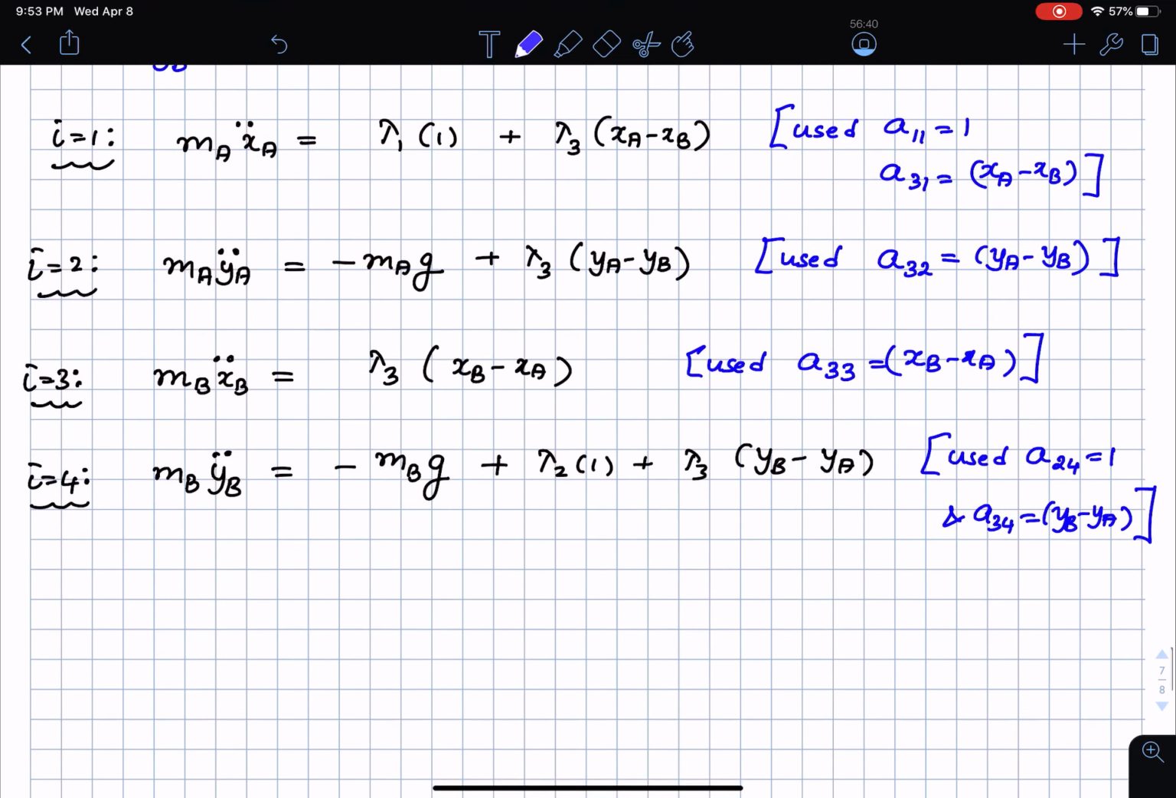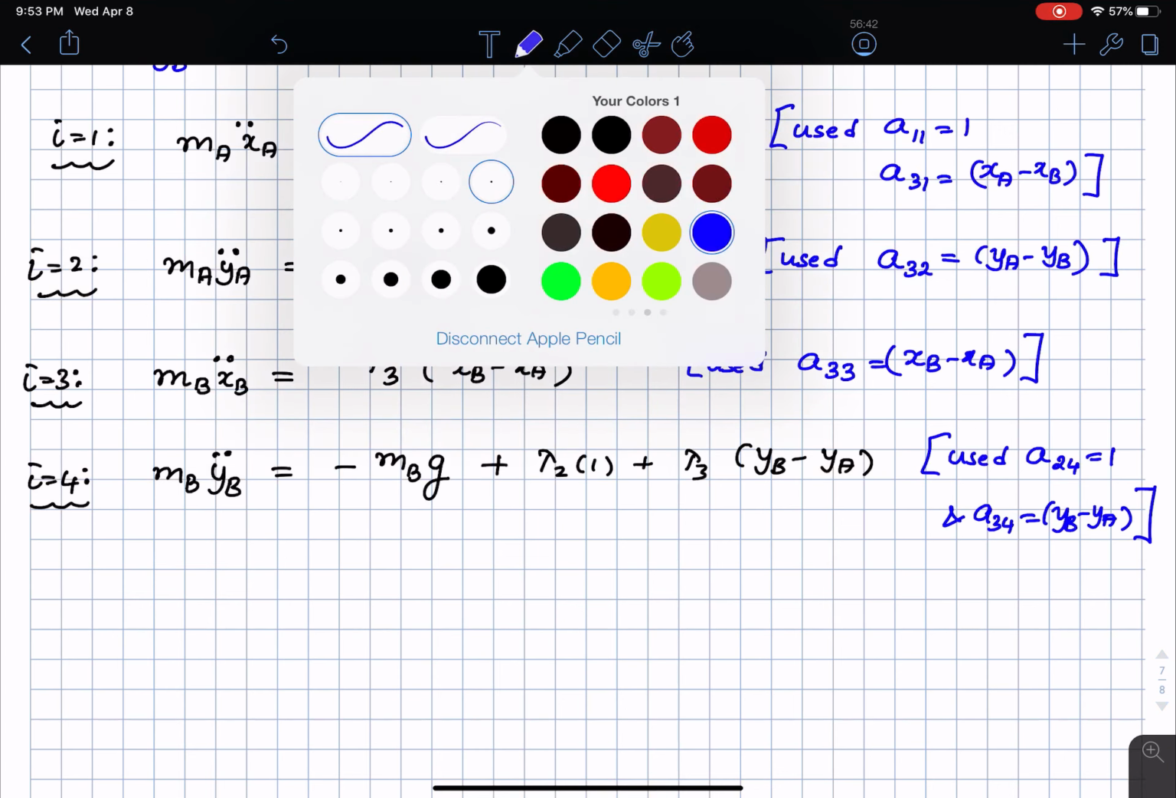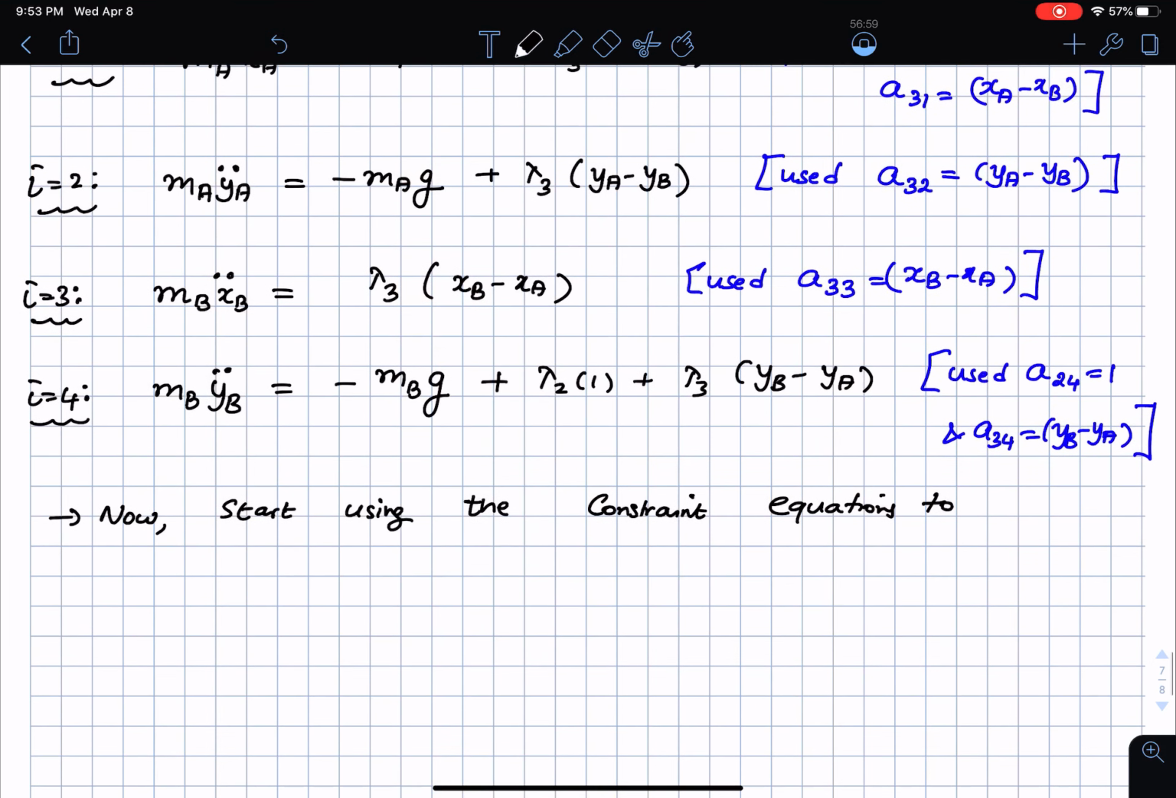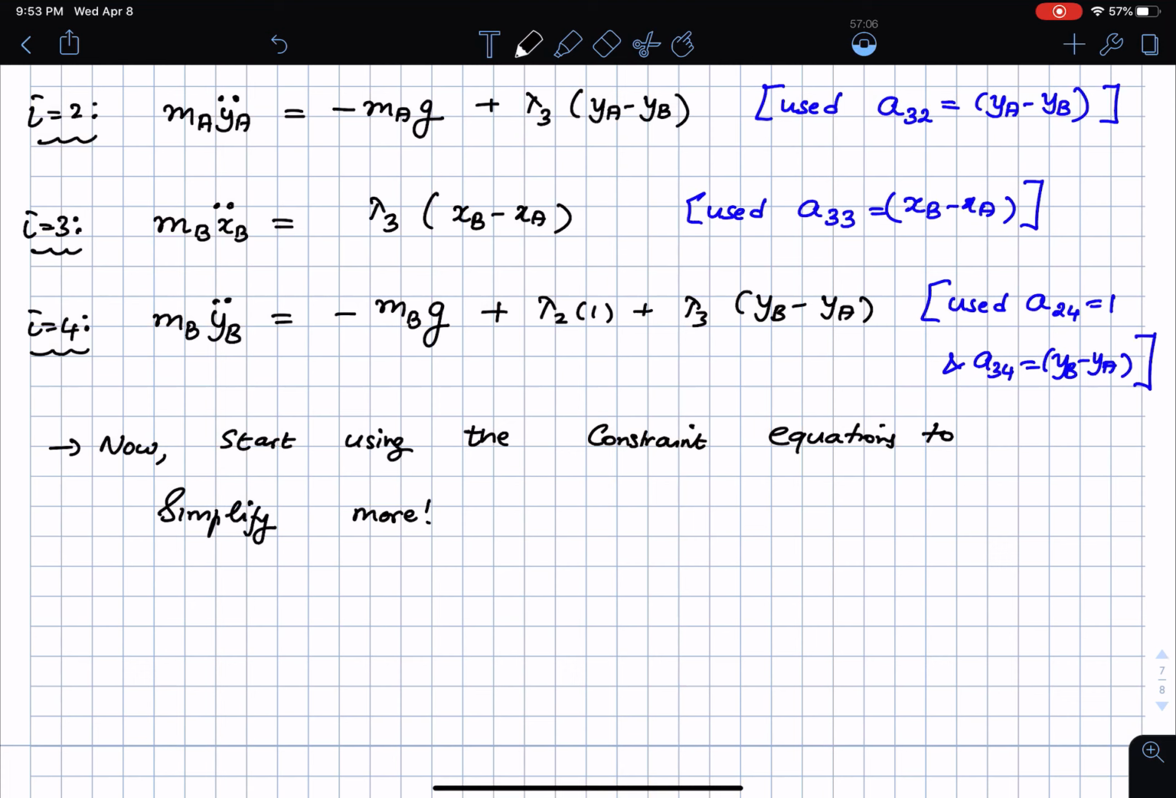Now I'm going to start using the constraint equations to simplify more. And what are the constraint equations? I have xa is equal to 0, which means that xa double dot is equal to 0.